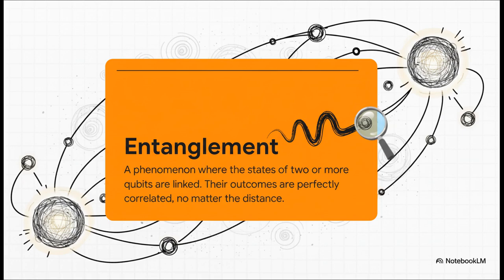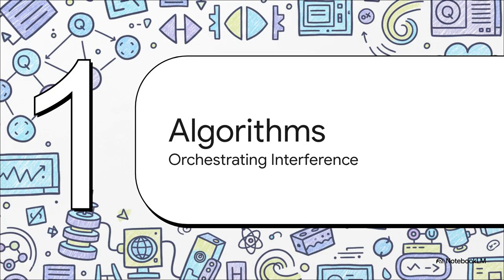And if you thought that was weird, hold on. Let's talk about entanglement. This is where two qubits can become linked in this spooky way. Their fates are completely tied together. It doesn't matter if they're next to each other or on opposite sides of the galaxy. If you measure one and find out it's a 0, you instantly know the state of the other, no matter what. It's like having a pair of magic coins. If you flip one and it's heads, you know without looking that the other one is tails. Instantly.